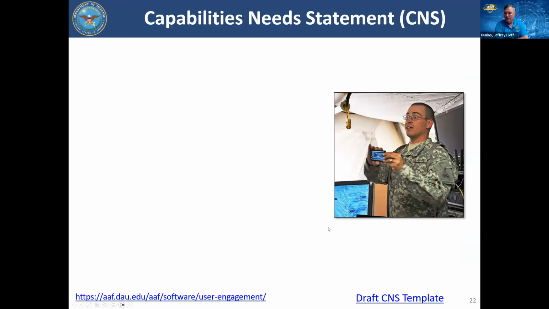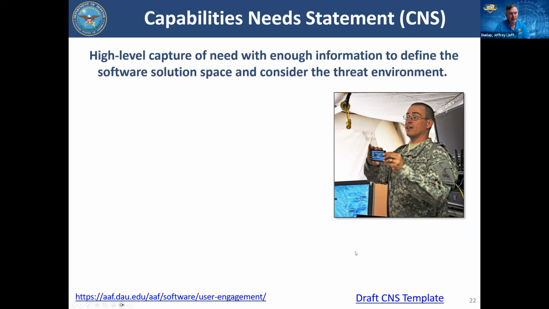So let's talk about the beginning, the capability needs statement. There's a draft template here. You can click on the draft template if you want to see what it is they need. But it's a high-level document that gives us enough information to define the software solution that they need that considers the threat environment.